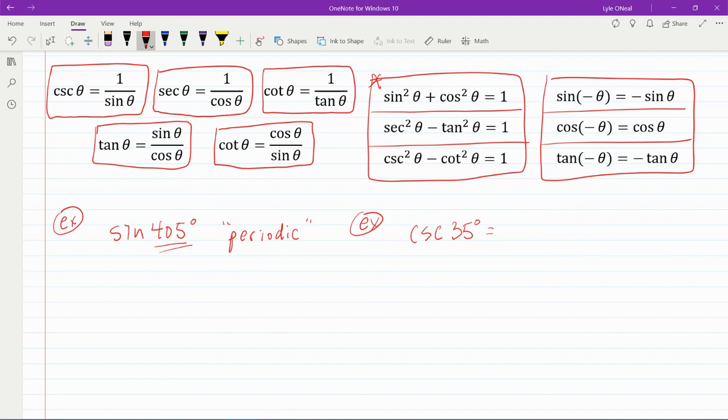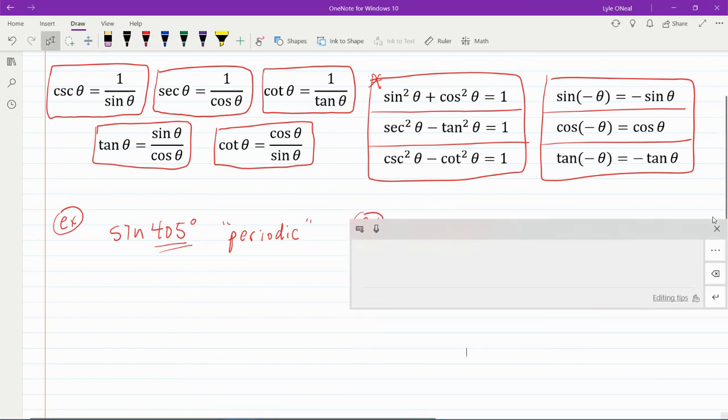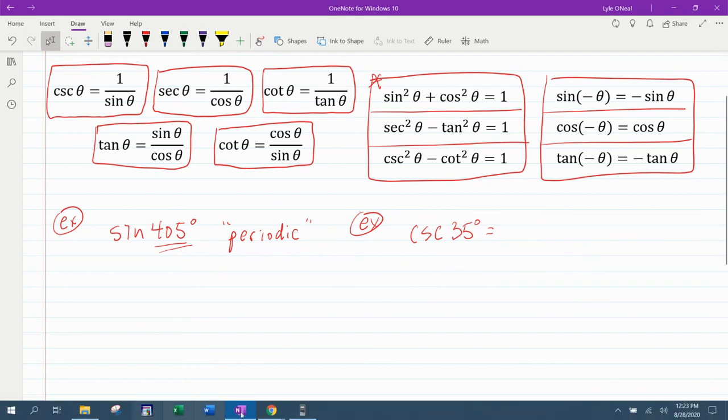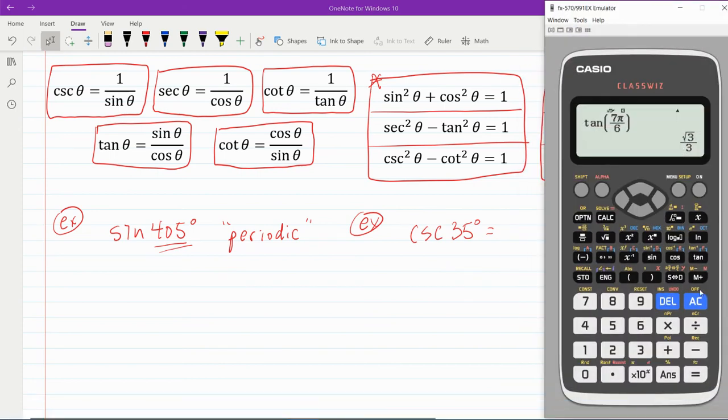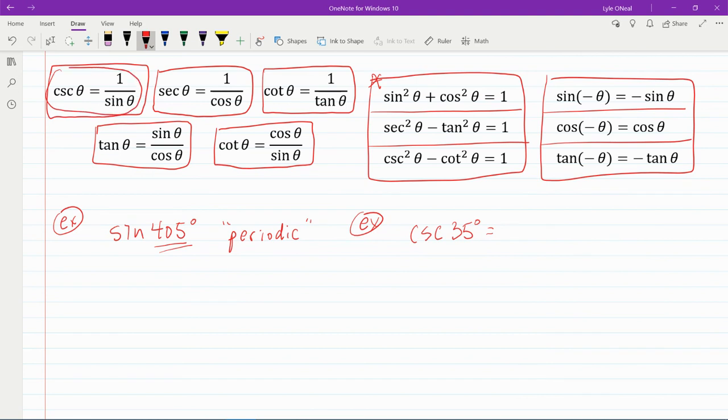Now, the trouble with wanting this to be a decimal is if you go to your calculator, you're going to see that you do not have a cosecant button. And so that makes knowing this formula right here handy. It says if I want to calculate cosecant of 35, really what I can do is do 1 divided by sine of 35, and then I actually have a button for that, okay?